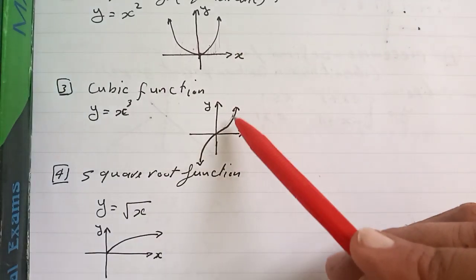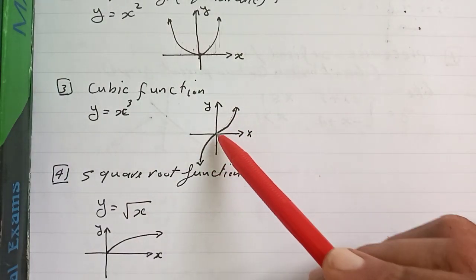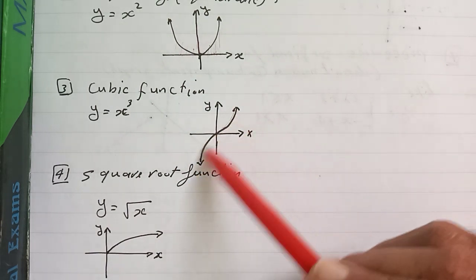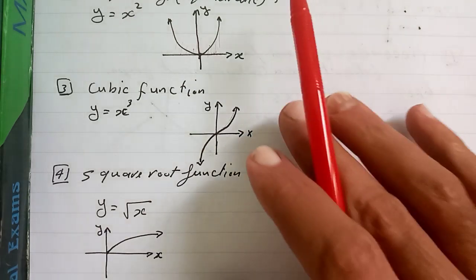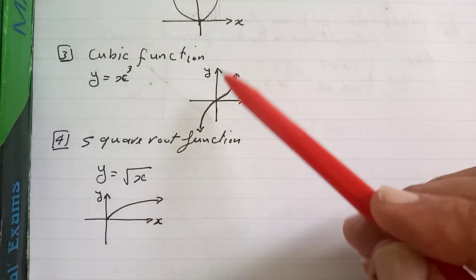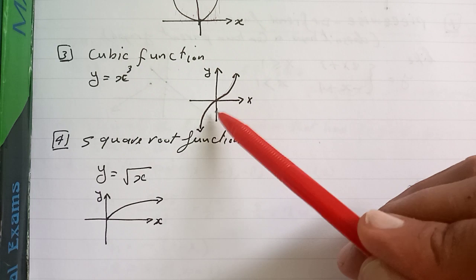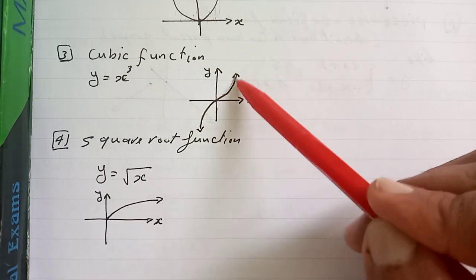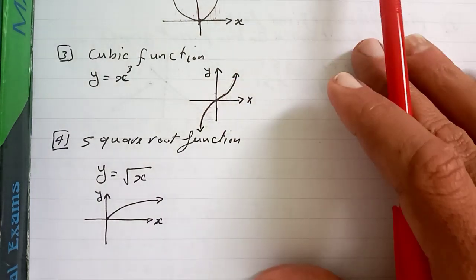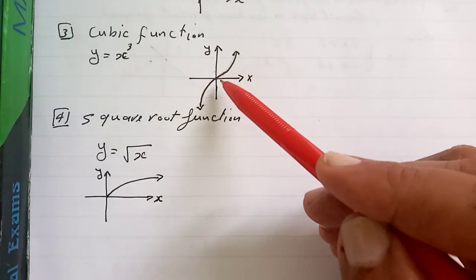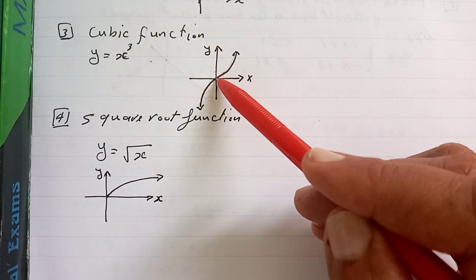But the odd function is symmetric about the origin. Look, this one or this one. First, let's talk about the domain and the range. The domain of this is all real numbers, and also the range is all real numbers, and its x-intercept and y-intercept are 0.